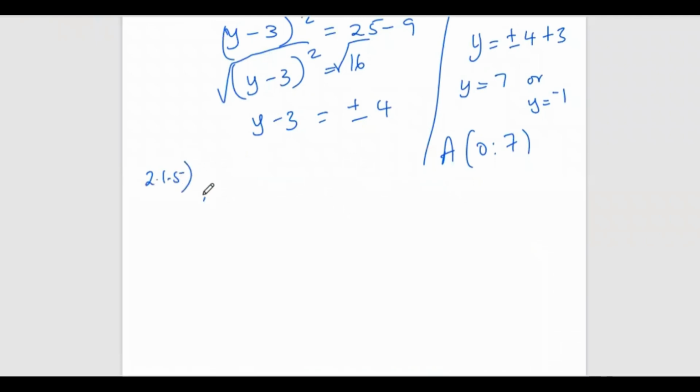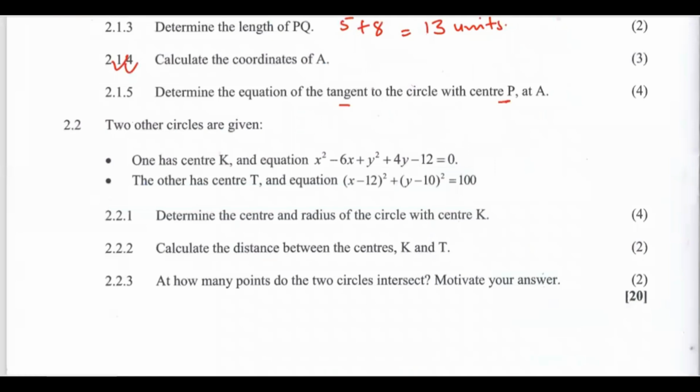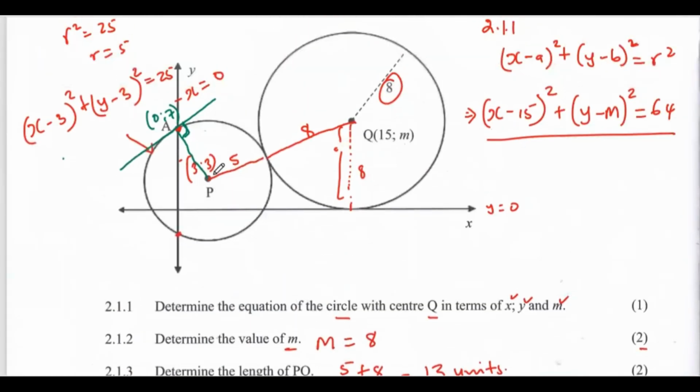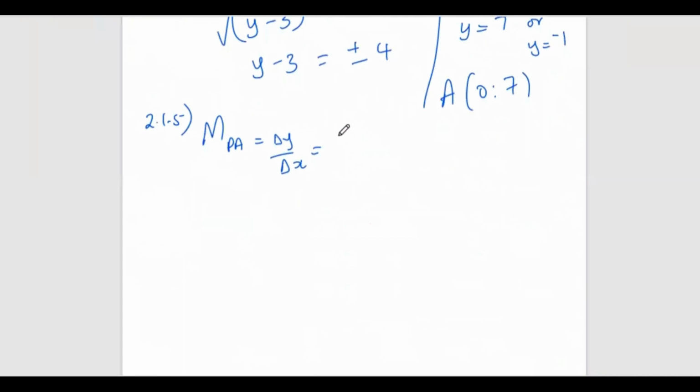2.1.5. So the gradient of PA is going to be change in Y over change in X. So when I look at my coordinates, I'm going to have 7 minus 3 over 0 minus 3. That gives me -4 over 3. This is the gradient of the radius, okay?